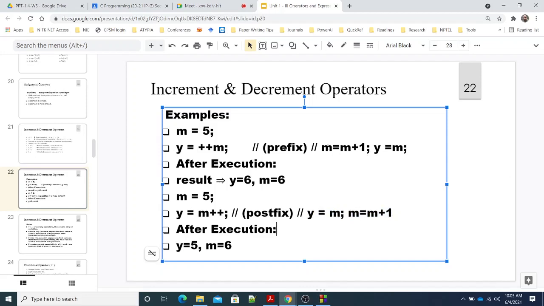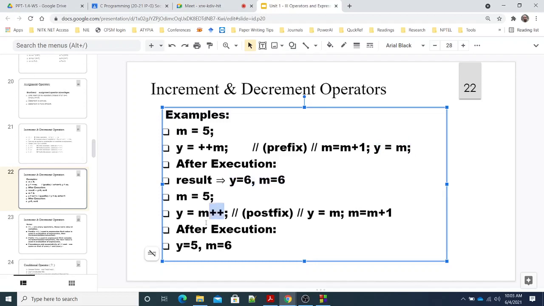So there is a difference here. When I applied pre-increment, the translation was m is equal to m plus 1, that means the increment operation happens first, then the assignment operation happens. That resulted in y as well as m becoming 6.